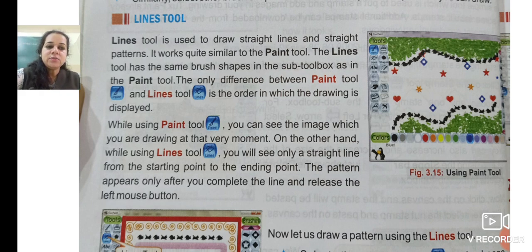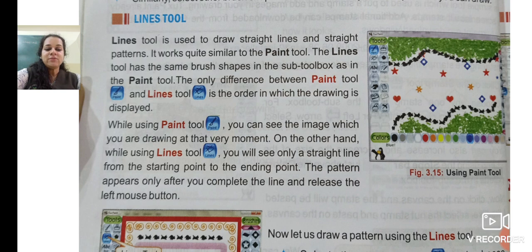While using paint tool, you can see the image which you are drawing at the very moment, and on the other hand, while using lines tool, you will see only a straight line from the starting point to the ending point. When you draw with the paint tool, you see the image at that same moment. But when you draw a straight line with the lines tool, you can see it in the end.